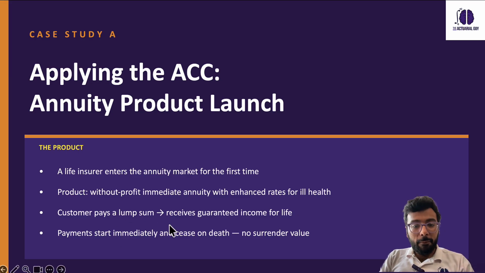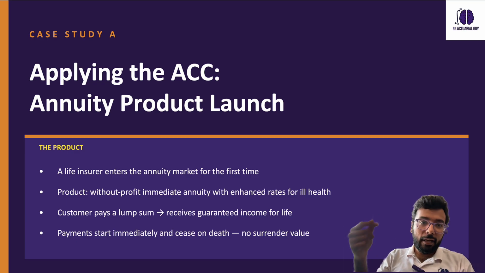Customer pays a lump sum and they have a guaranteed income for the rest of their life. So this is a whole life annuity product, with a higher level of annuity for ill health patients because their mortality is expected to be high. Payments start immediately and cease on death, and there is no surrender value, so you can't surrender it. Okay, so that is the idea. Think about it for a moment and then I'll get into the answer.